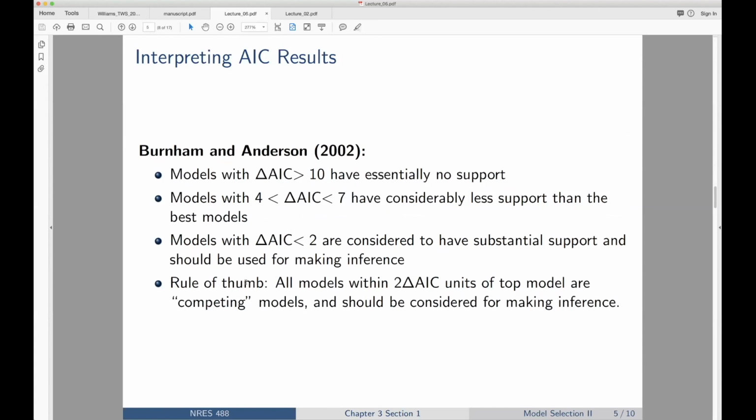All right, so a rule of thumb: all models within 2 delta AIC units of the top model are considered competing models and should be considered for making inference. You should at least discuss them if you're writing a report about the data.